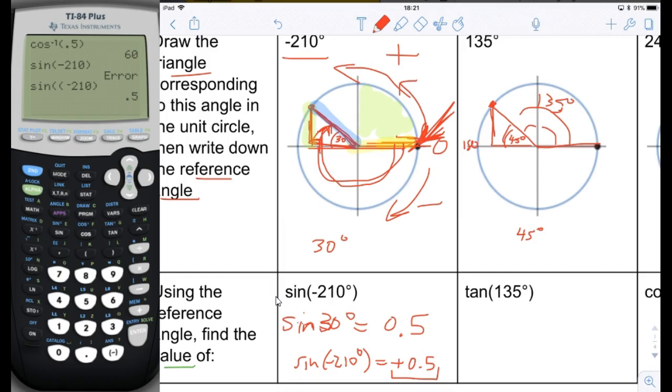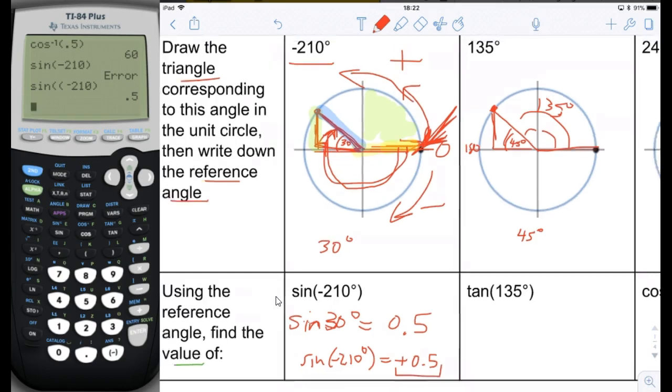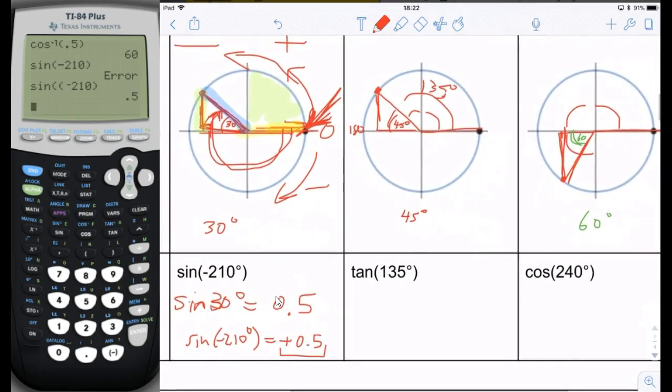All right, let's do tangent of 135 degrees. With tangent of 135 degrees, we know that it's going to be related to the tangent of the reference angle, tangent of 45 degrees.